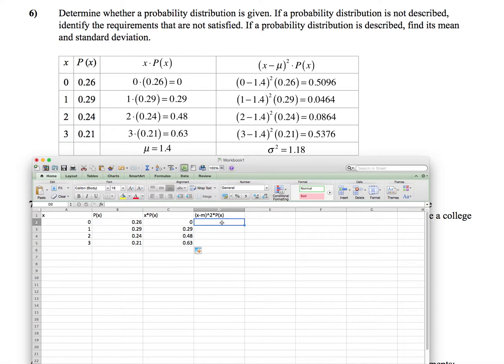And now finally in the last cell, I'm going to subtract the mean, and I used an M for the mean in my label. I'm going to subtract the mean from each X value and then square that quantity. So I type equal, but I need a left parenthesis because I want the entire quantity to be squared, so I need it to perform the subtraction first. So I'm going to subtract x, which is in cell A2, minus the mean. Now we found earlier that the mean was 1.4, so I'm just going to type 1.4 in and close my parentheses.